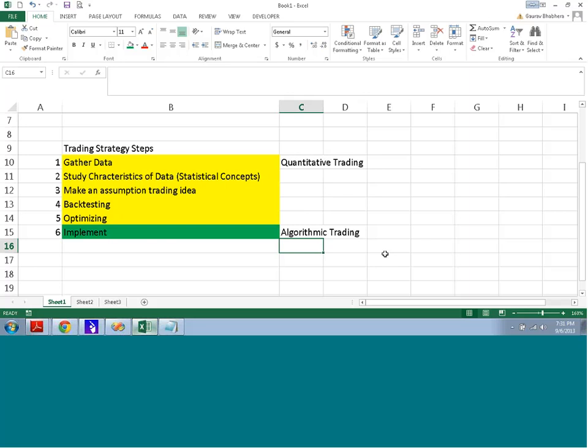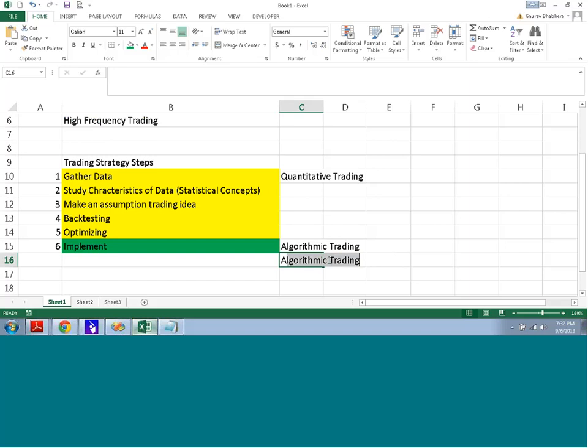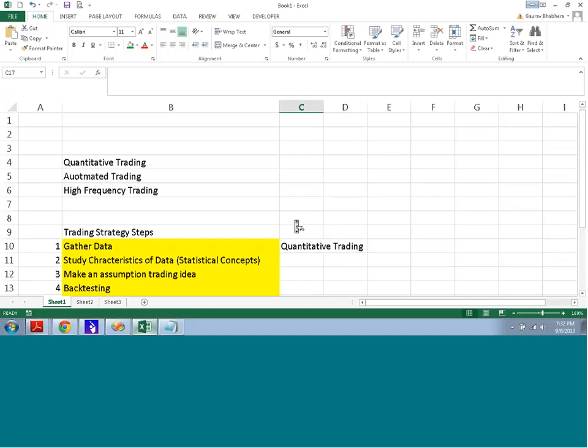Yeah, so you can do paper trading as well, or you can do out of the sample testing as well, right? And the last step is the implementation, that is algorithmic trading part. That is automating. So this is algorithmic trading or automated trading, right? I'll come to what's out of the sample as well.